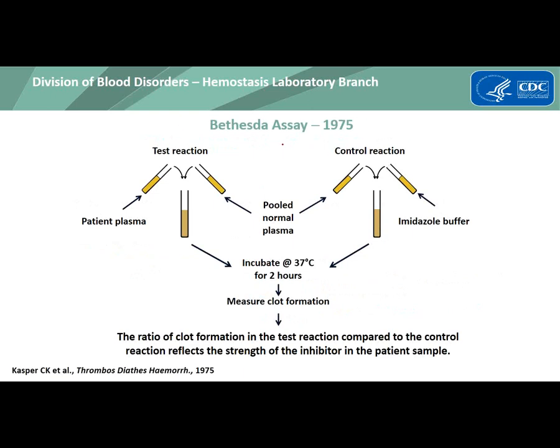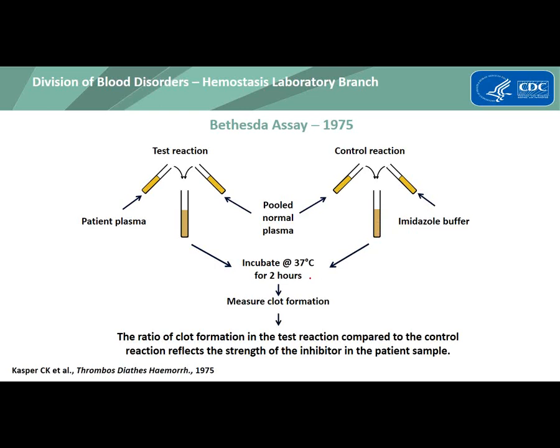Shown here in this cartoon is a depiction of the Bethesda assay, which was first described in 1975. This assay is the basis for all of the functional assays that we use today. And it consists of two separate reactions, a test reaction and a control reaction. The test reaction is a mixture of patient plasma and pooled normal plasma. And then this mixture is incubated and allowed to form a clot. And then the amount of clot formed in this reaction is compared to the control reaction, which is a mixture of, again, pooled normal plasma, and in this case, imidazole buffer.